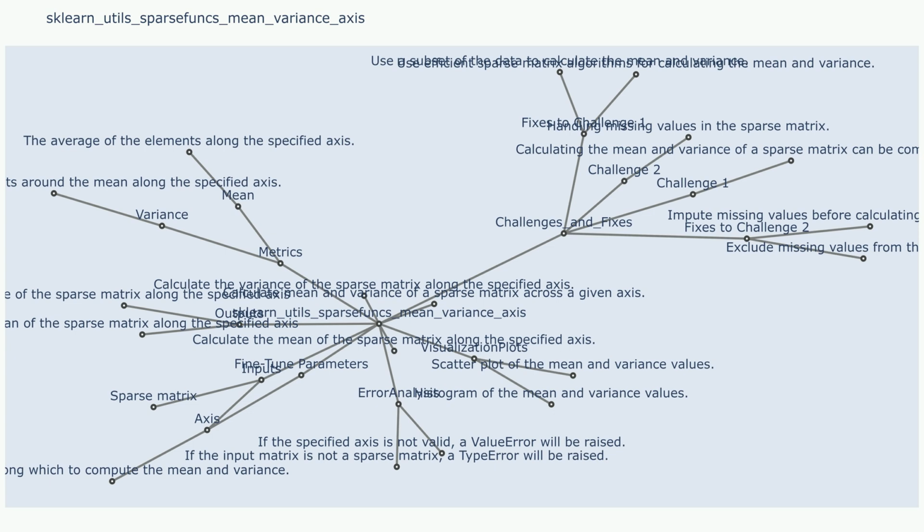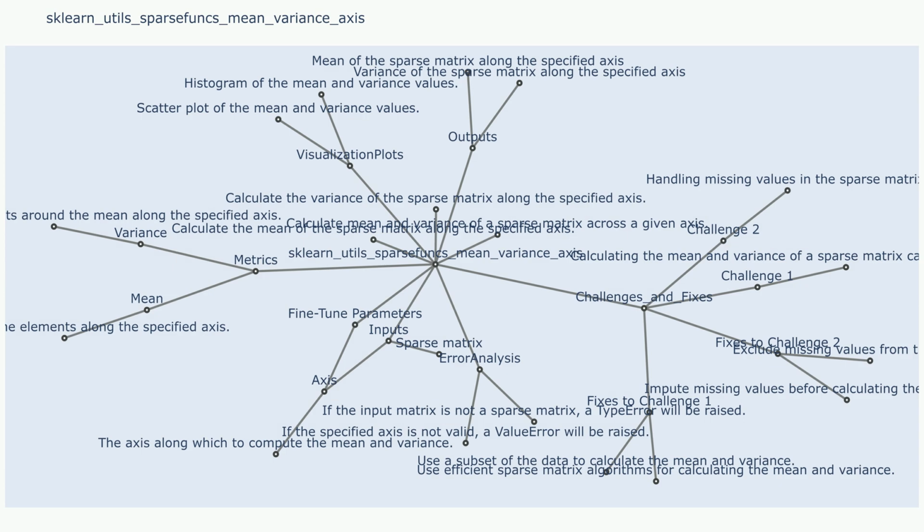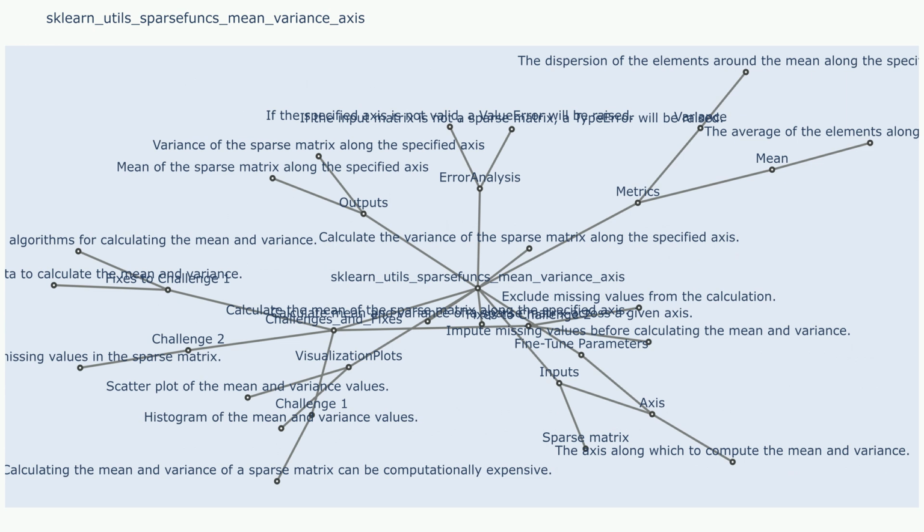sklearn.utils.sparsefuncs.mean_variance_axis. Description. This function computes the mean and variance of a sparse matrix along a given axis. It leverages the efficiency of sparse matrix operations to avoid unnecessary calculations on zero elements.